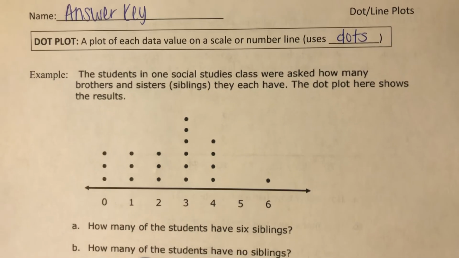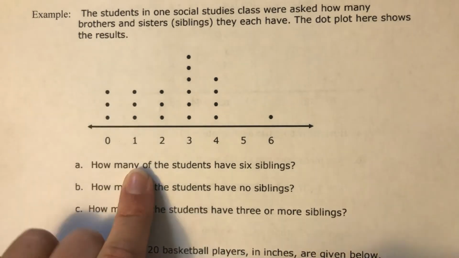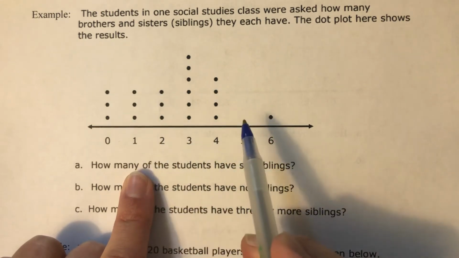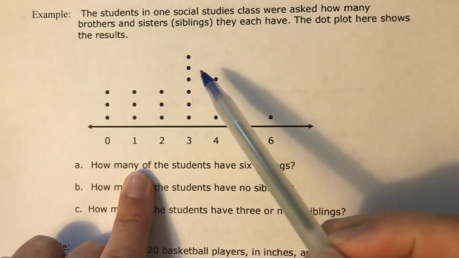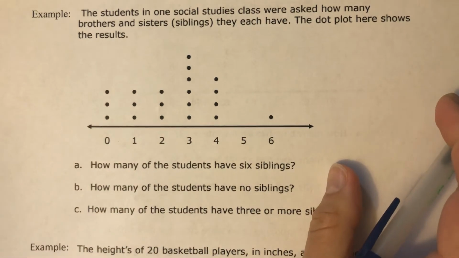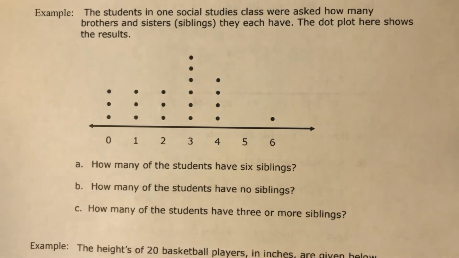So here's an example of what a dot plot would look like. You can see I have a number line or a scale, and I have lots of dots plotted. So the example says, the students in one social studies class were asked how many brothers and sisters, siblings, they each have. The dot plot here shows the results.